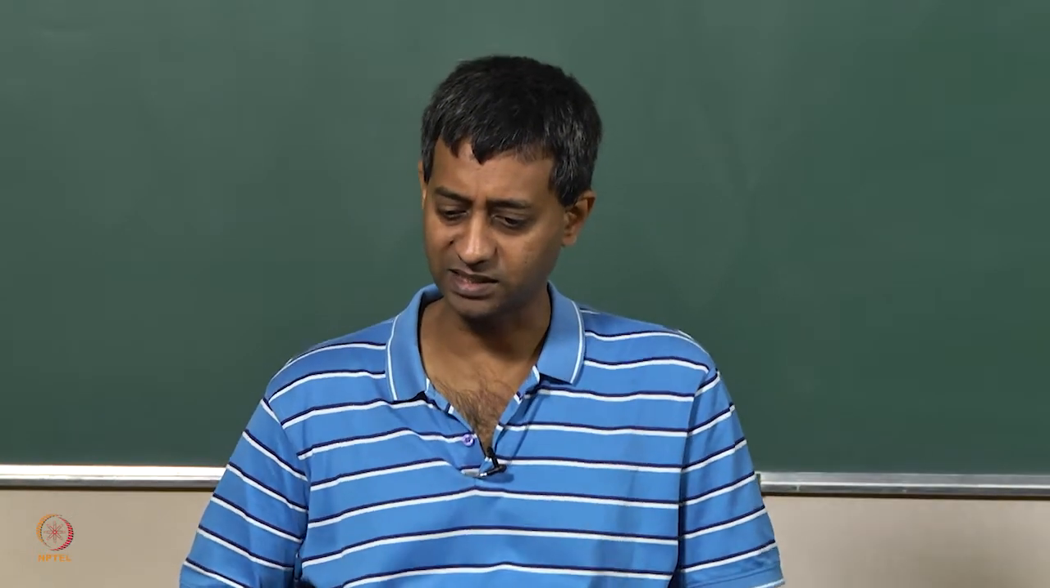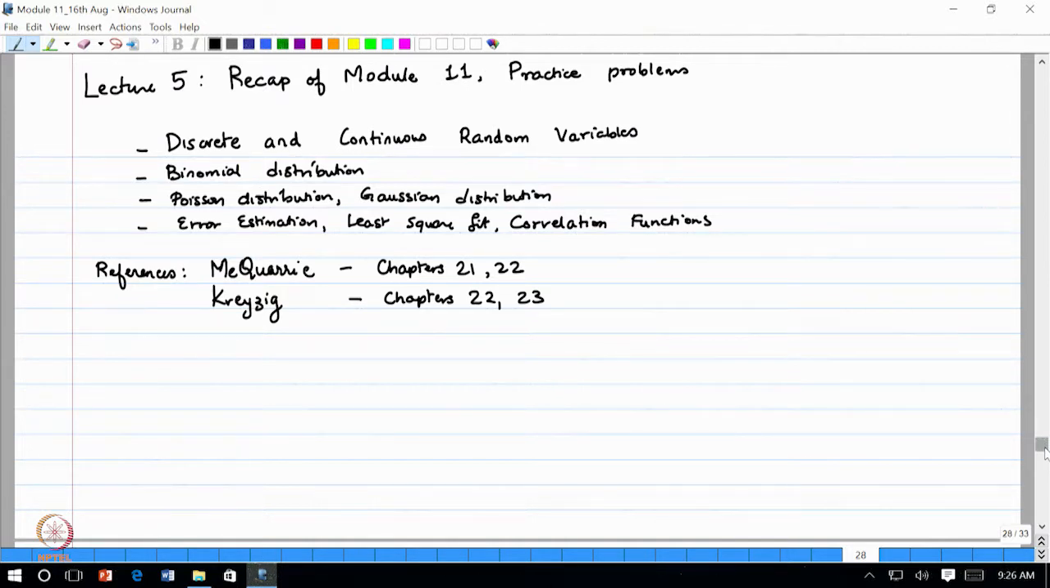To recap, in this module we talked about error estimates, probability and probability distributions. We started with discrete and continuous random variables, and talked about probabilities and probability distributions. Then we talked a lot about the binomial distribution, which is one kind of distribution of discrete random variables. Then we talked about Poisson distribution and Gaussian distribution. And in the last lecture, I briefly discussed error estimation, least square fit, and correlation functions.